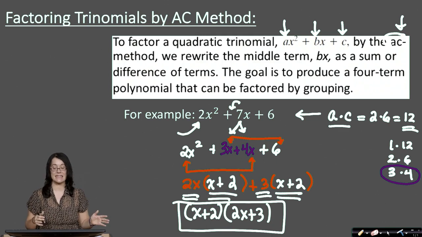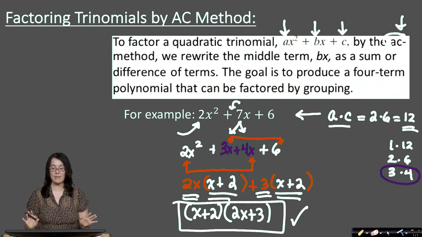It's the same thing, isn't it? You could also know it just by looking at this answer. You could FOIL, couldn't you? 2x squared, 3x plus 4x is 7x, and there's my 6. Yep, this is definitely the correct factorization, and this would produce x-intercepts eventually of -2 and -1.5, or -3/2. We'll learn about that going forward.